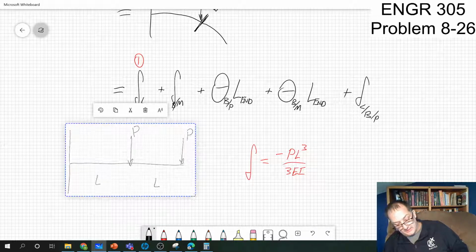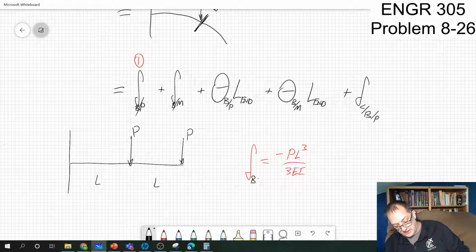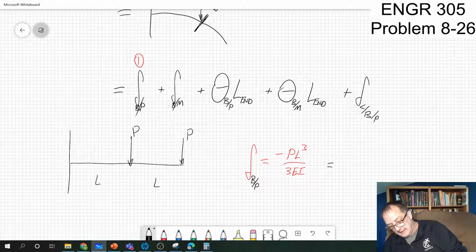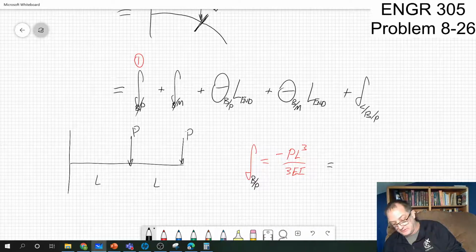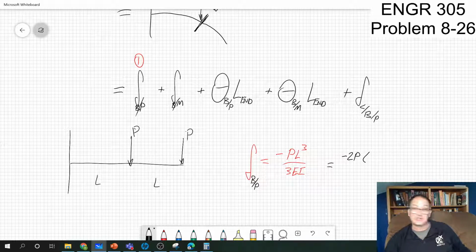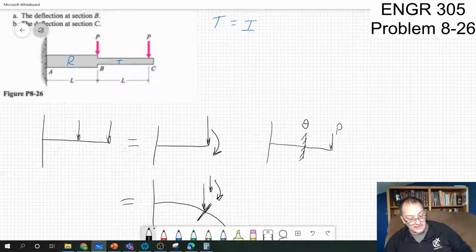I'm going to start putting some notation down here. This is theta B from the point load. P is actually 2P because I have both of those. That load has to get moved to there to solve that first problem, so that's a minus 2P. Is L actually L? I have to go back. Yeah, L is L.